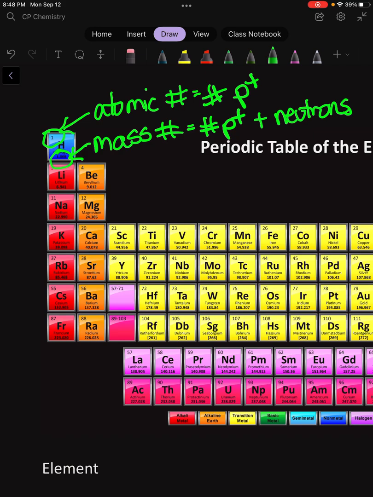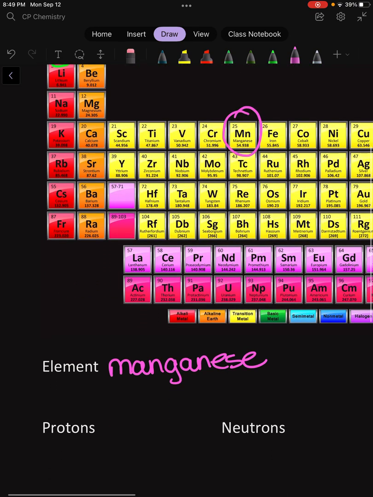All right, so let's pick a different element. How about manganese? Mn. All right, so we're going to do manganese. The numbers within the box for manganese, the whole number is 25. That's your atomic number. Okay, that's the number of protons. So manganese has 25 protons.